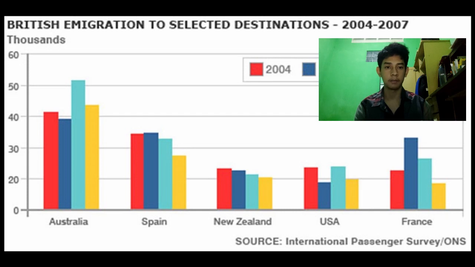To sum up the chart above of British immigration, Australia was the major destination, whereas Spain was the second major place that was selected. New Zealand, USA, and France were less popular than the others.